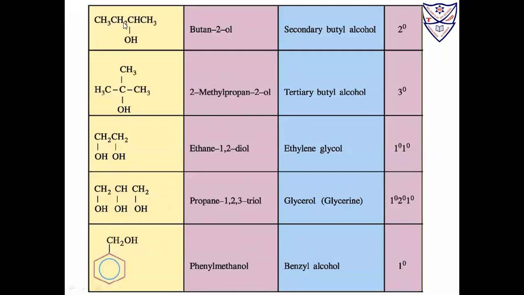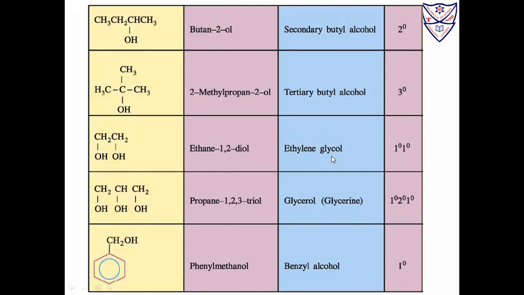See here, now just imagine that this is CH3, CH2, CH2, CH3. What will be the name of this one? Butane, and then 2 in the place of the hydroxyl. So butan-2-ol. We can write secondary butyl alcohol. Here this is a tertiary. So 2-methylpropan-2-ol, tertiary butyl alcohol.